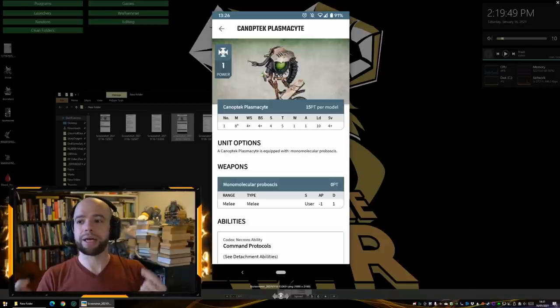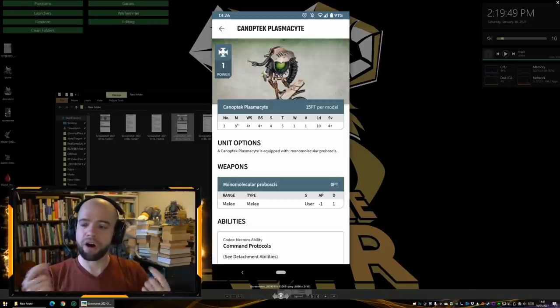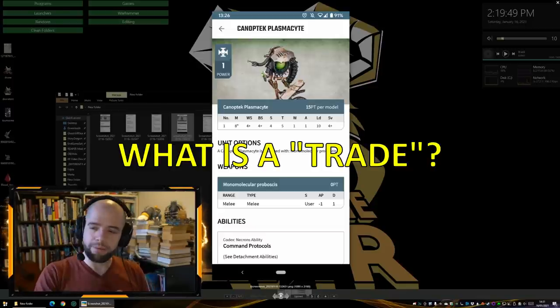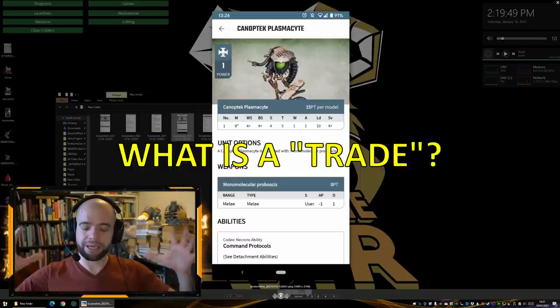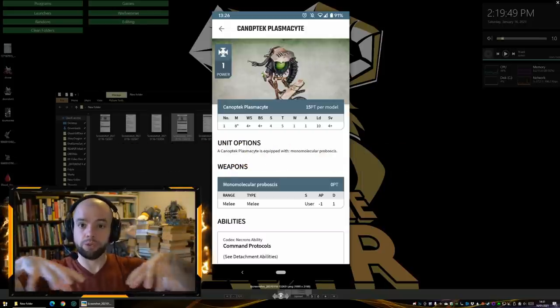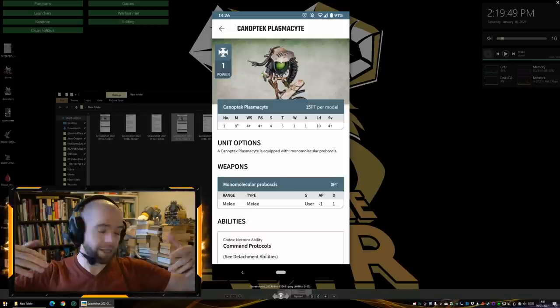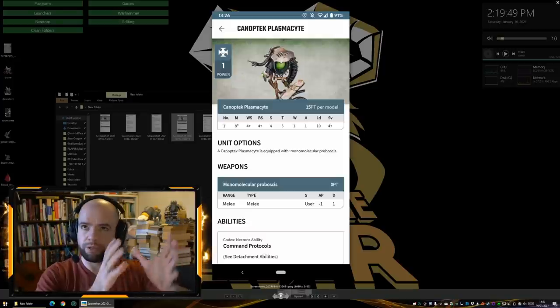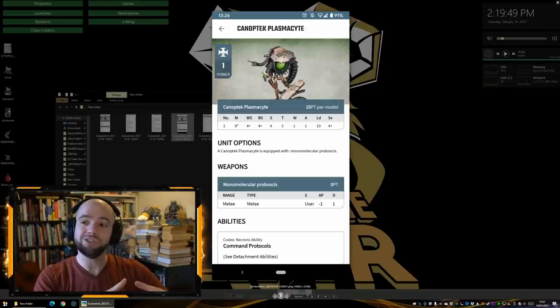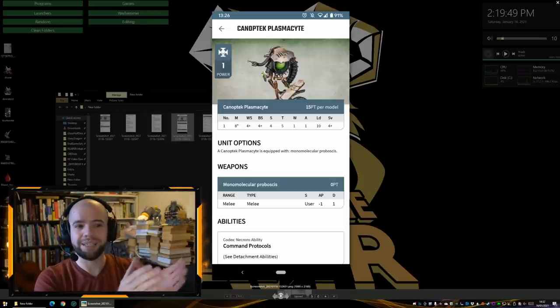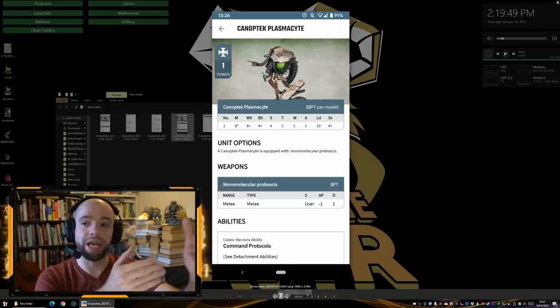And when does that model become viable to take? That model becomes viable to take when you manage to buff and then allow those models that you are buffing to make good trades. A trade is when you put a certain number of points cost from your army towards a certain number of points cost of your enemy army.